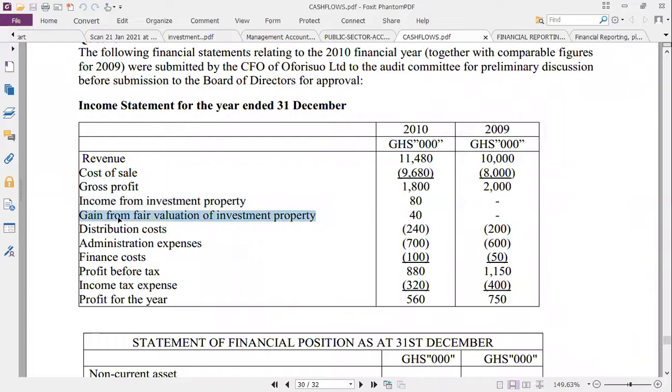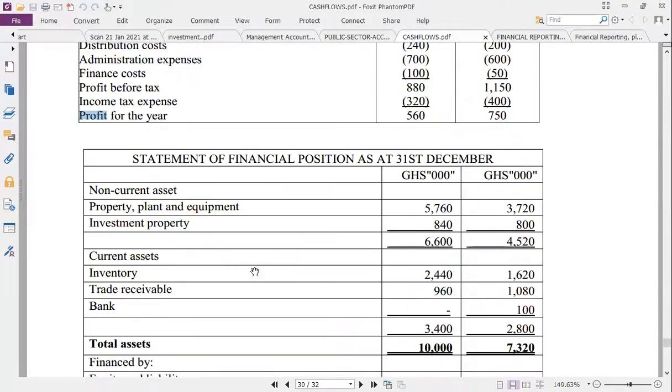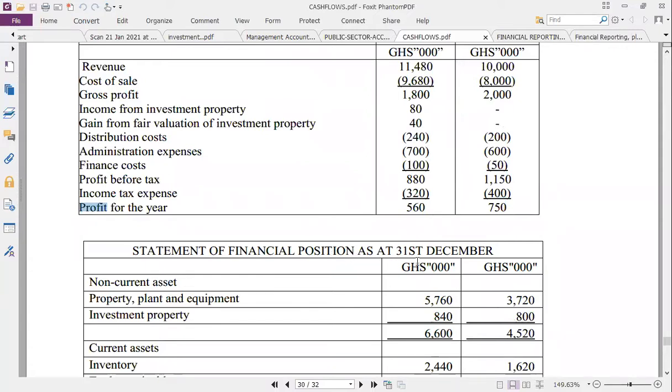Gain from fair valuation, I'll subtract. The income from investment property, that one can go and be added to investing activity. If you rent half of your premises, probably by way of investment property, it's an investing activity, not an operating activity. So all these two need to be reversed. Distribution to admin are not touched. Finance sources there. Income there. Let's go to the financial position.